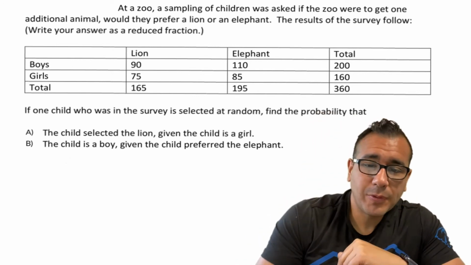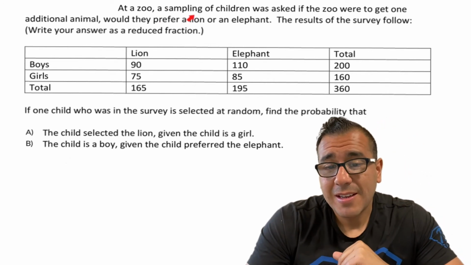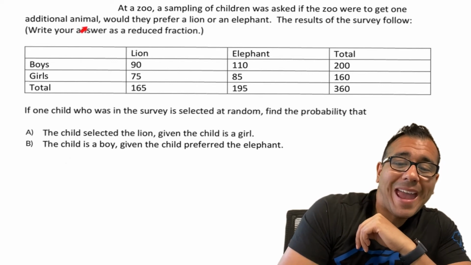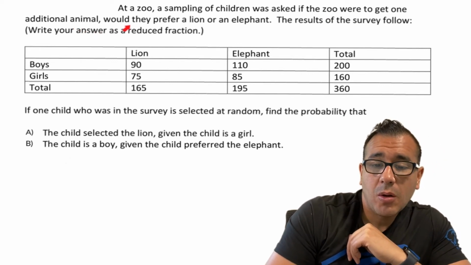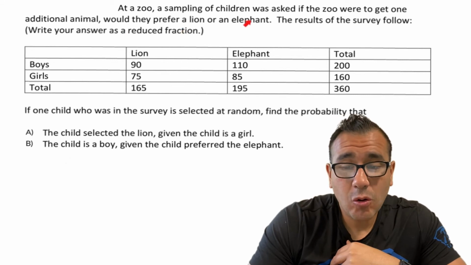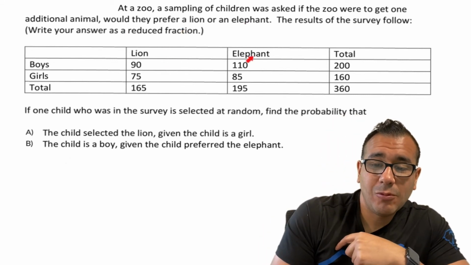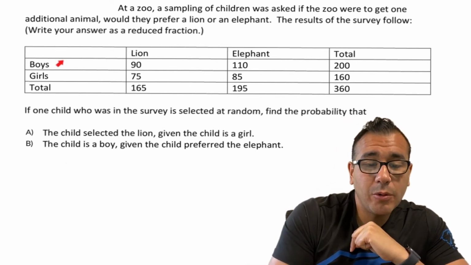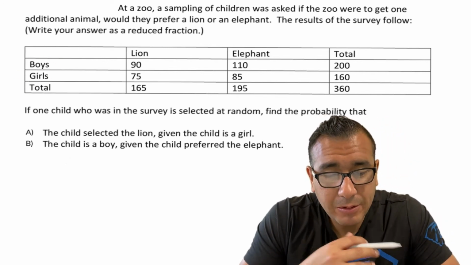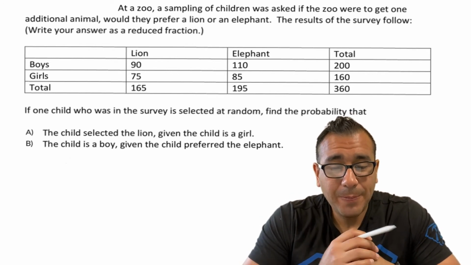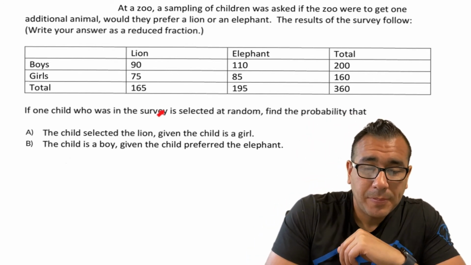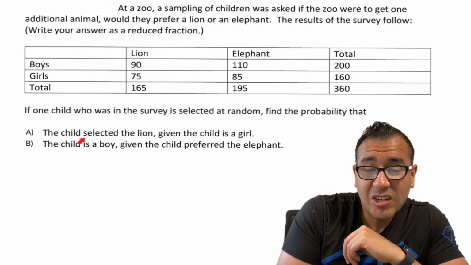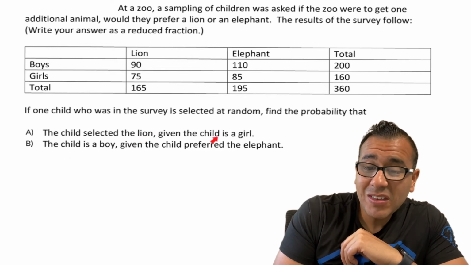All right, so we're at a zoo, and a sampling of children were asked if the zoo were to get one additional animal, would they prefer a lion or an elephant? We also wanted to look at whether they're boys or girls, for the people taking the survey. So if one child was surveyed at random, find the probability that the child selected the lion given the child was a girl.